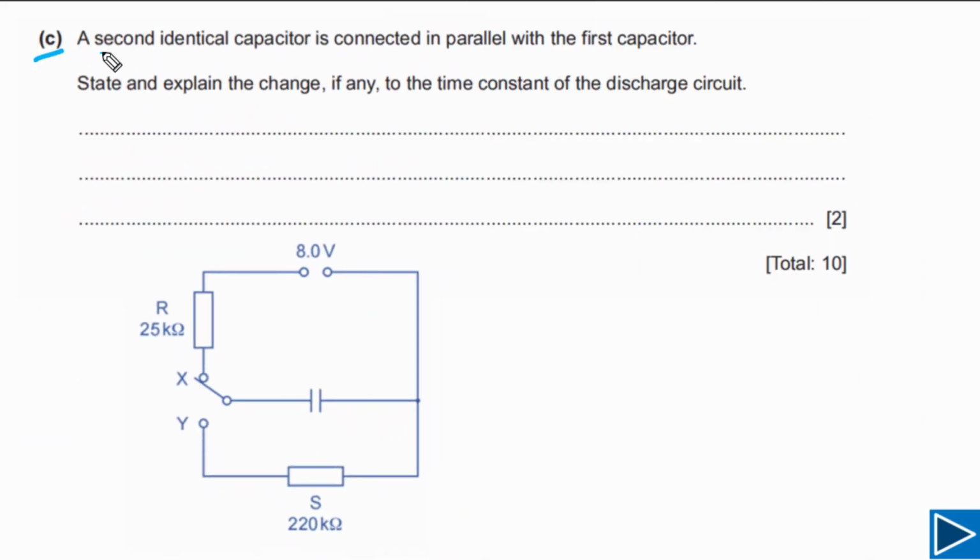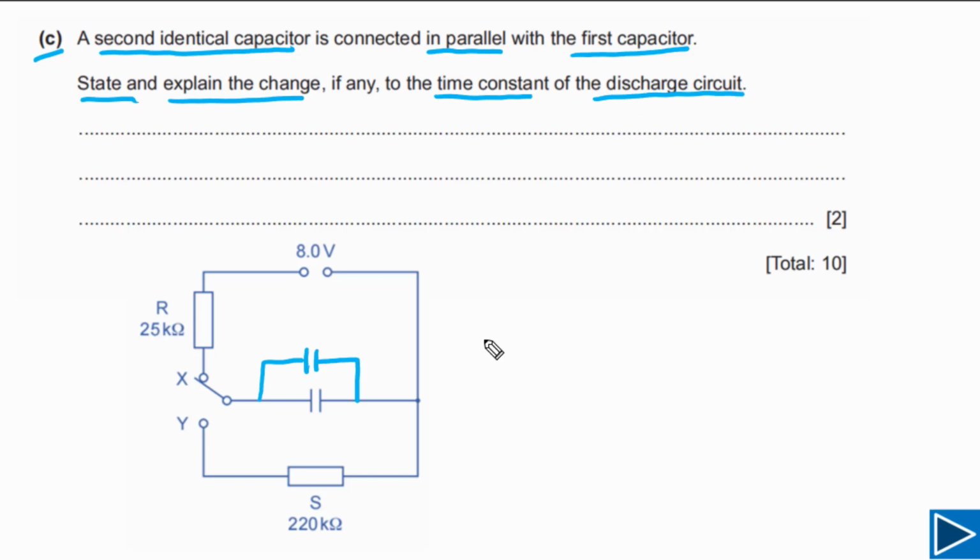For part C, it is given to us that a second identical capacitor is connected in parallel with the first capacitor. So it simply means that there is another capacitor that is identical to the first one and is connected in parallel with the first capacitor. So this is how the new capacitor is connected. And the question is asking us to state and explain the change, if any, to the time constant of the discharge cycle. So the first thing we need to understand is that when the capacitors are connected in parallel, and the two capacitors are identical, the capacitance is simply double.